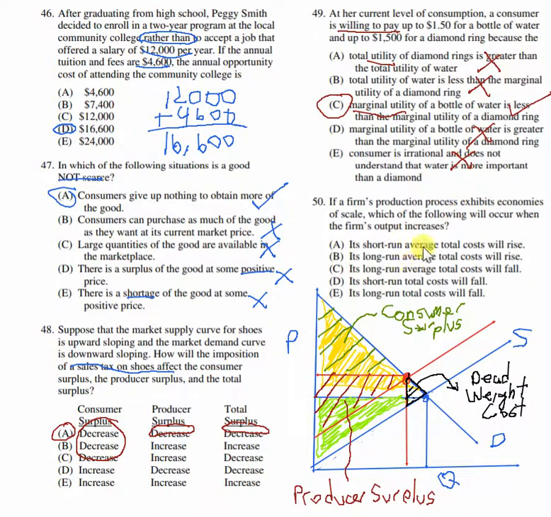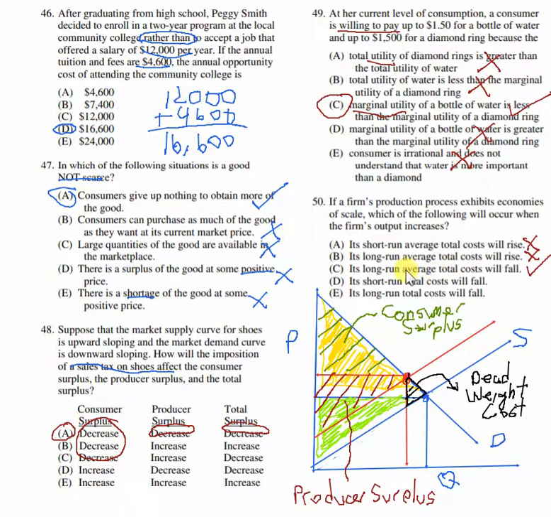So let's go through the choices and see which one makes sense. So A, its short run average total cost will rise. Well, we said that's not right because the average total cost should fall. Its long run average total cost will rise. So again, we don't expect it to rise at all. Its long run average total cost would fall, and that is exactly right. We would expect the average total cost to fall in the long and short run, but that's okay.